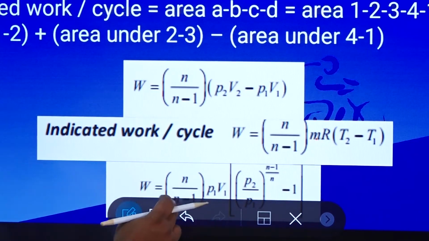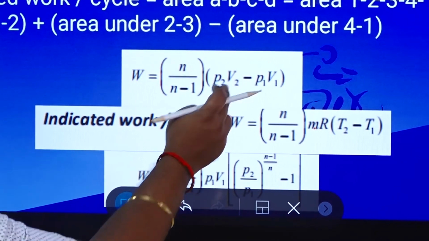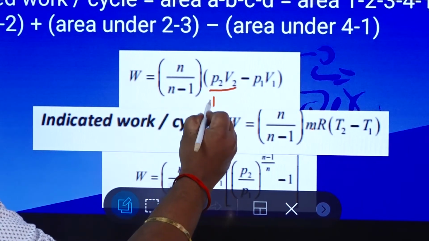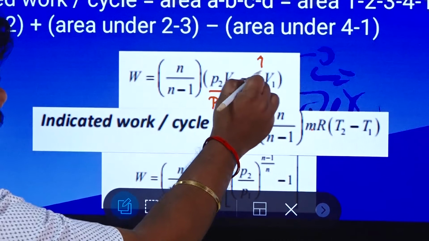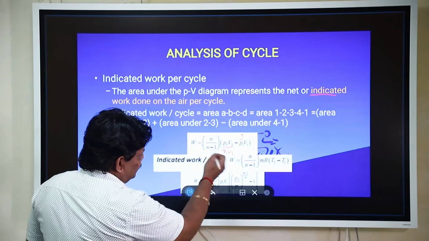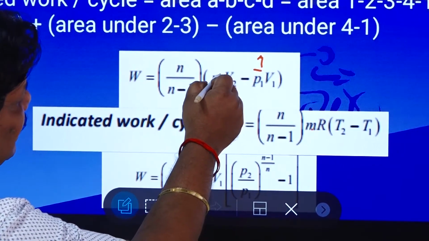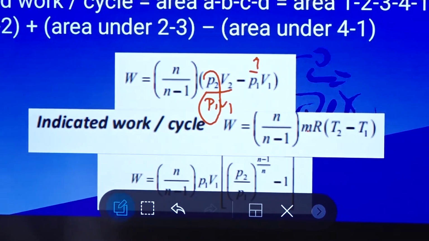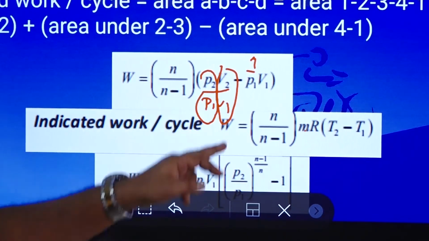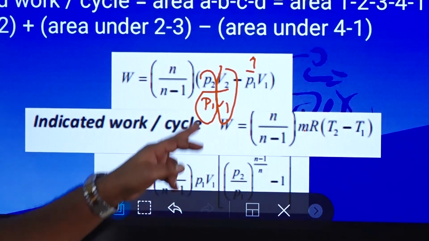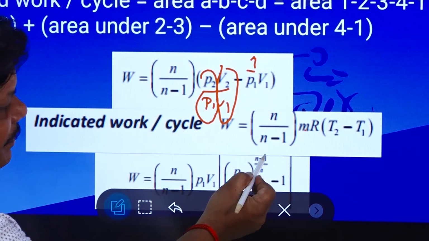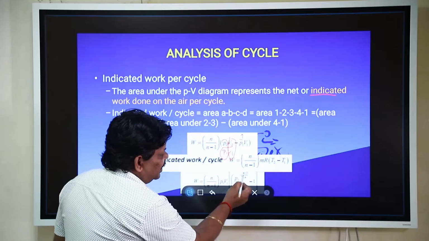When this is a polytropic process, you have n by n minus 1 into P1V1. Take P1V1 out, so P1V1 into P2V2 by P1V1 minus 1. What is the relation for P2 by P1 or V2 by V1? When you find V2 by V1 in terms of P2 by P1 and simplify, you will get P2 by P1 whole power n minus 1 by n.